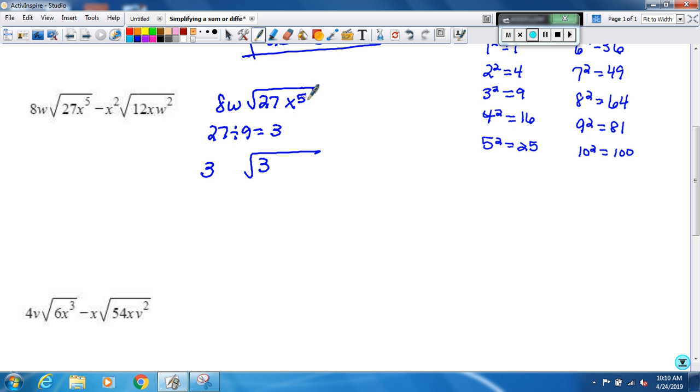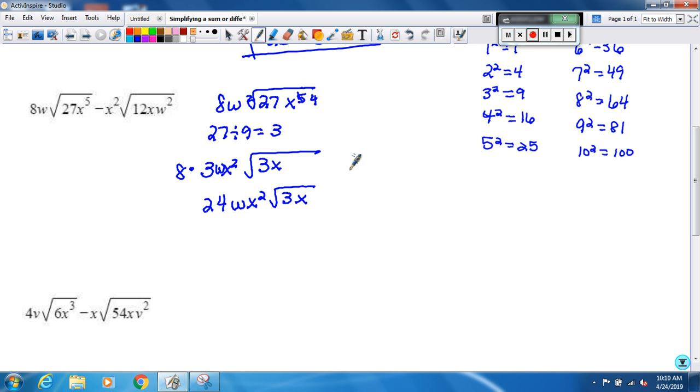Okay, we had an odd number for the x's, so you're going to leave 1 x inside, which takes 1 away from this exponent. And then you divide by the index. So 4 divided by 2 is 2. That means you're going to take an x squared out. The original term had an 8w in the front as well. So put those in there. So you get 24wx squared times the square root of 3x.